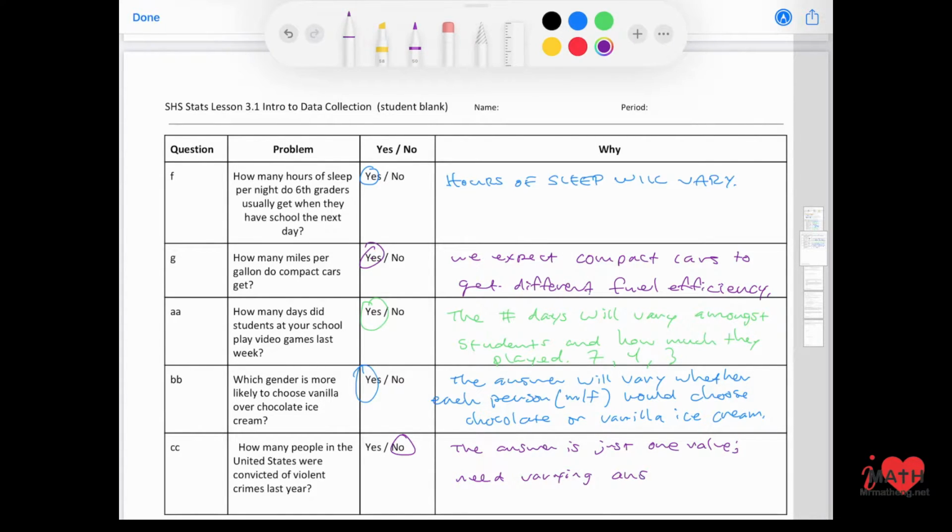So a better statistical question to ask would be, in the United States, how many violent crimes were committed last year by the different ethnicity groups, or gender groups, or based on different states, time of day. You're going to get a bunch of different answers. That's the main idea.